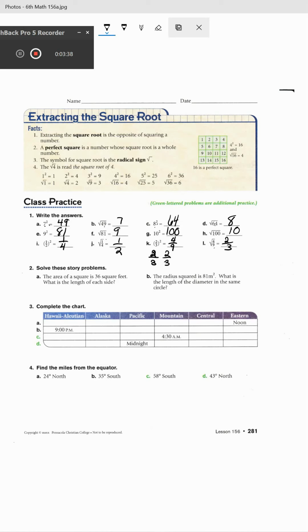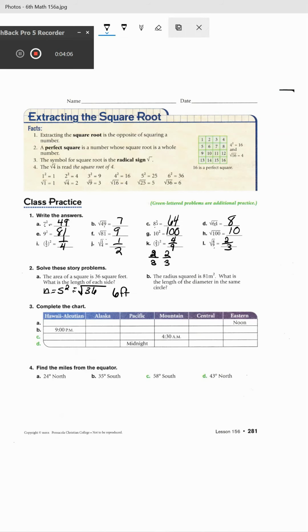All right, let's look at the story problem. The area of a square is 36 feet. So what's the length of each side? So remember, the area of a square is just the side squared. Remember that? So if our answer is 36, if we want to know each side, just square root it. So what two numbers multiplied together equal 36? The answer would be 6. Each side is 6 feet.